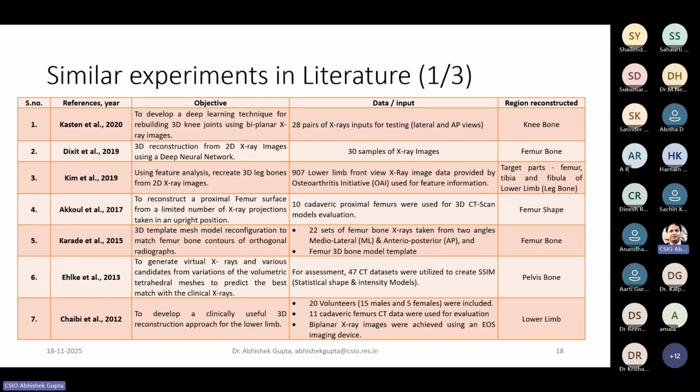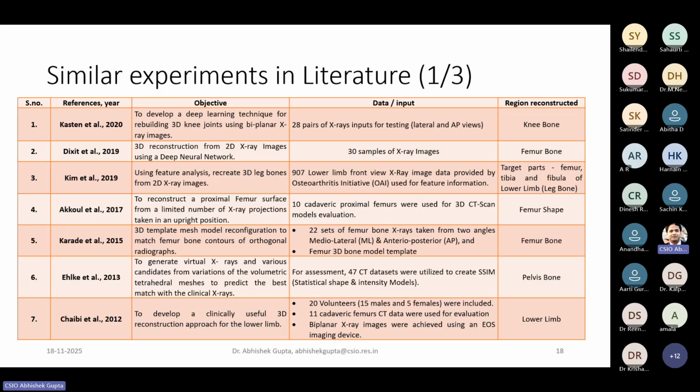Before discussing that, we will discuss some literature, like what kind of similar experiments are there. In the literature, we found some experiments based on knee bone, femur bone, pelvis bone or lower limb, where they have tried to make the 3D surface image using X-ray images.